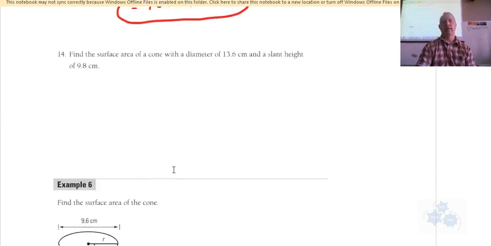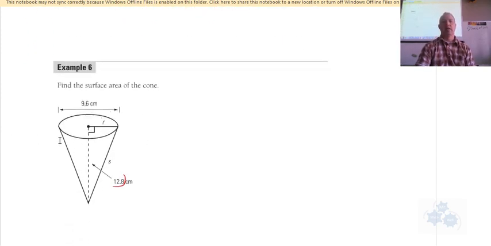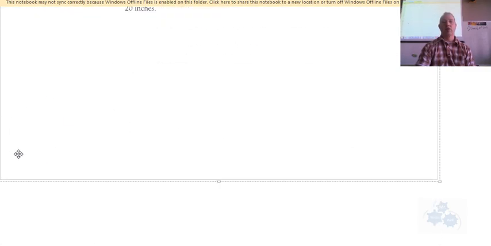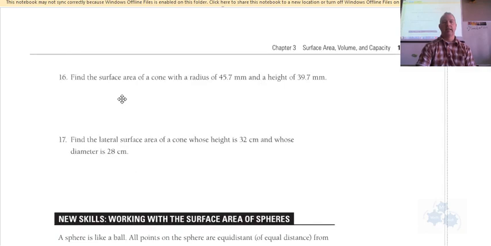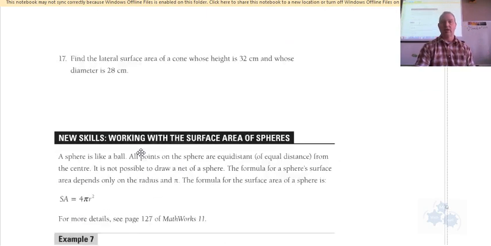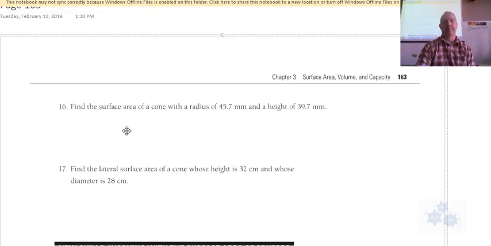You guys have 14, and you can take a look at this example on your own, and you can work through 15, 16, and 17. So your assignment is up to 17 here for part 2, and we'll look at spheres next day. Any questions? Yep.